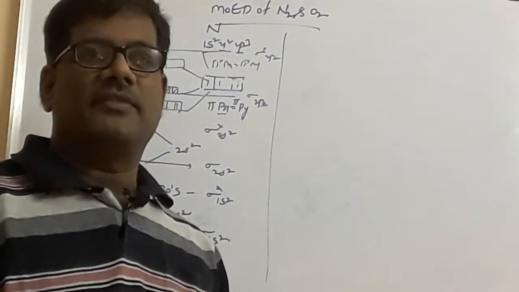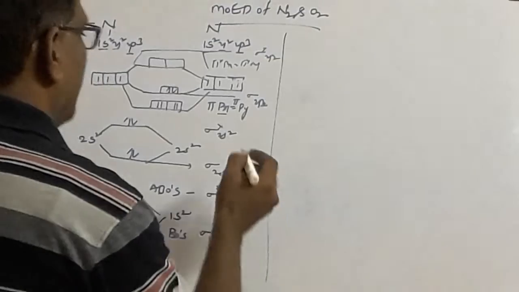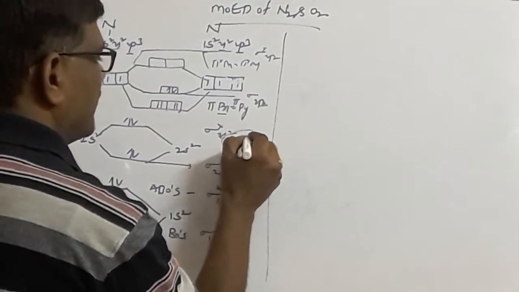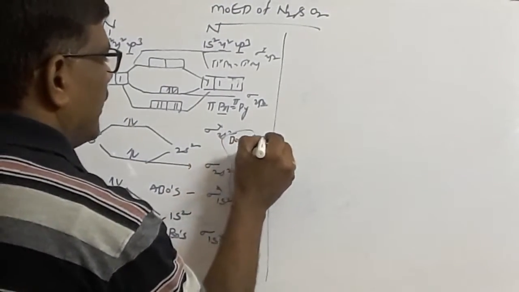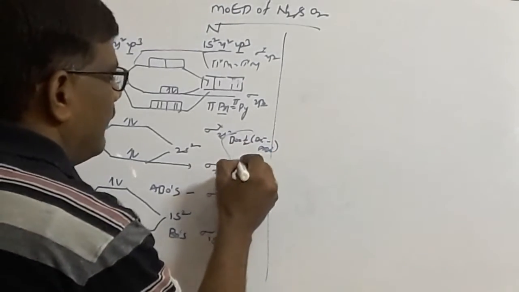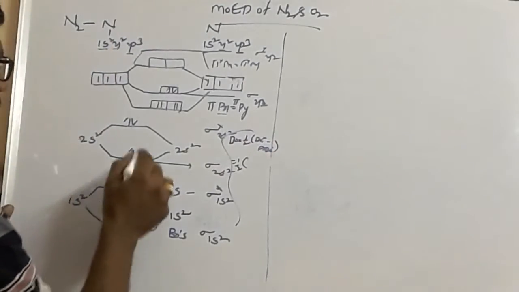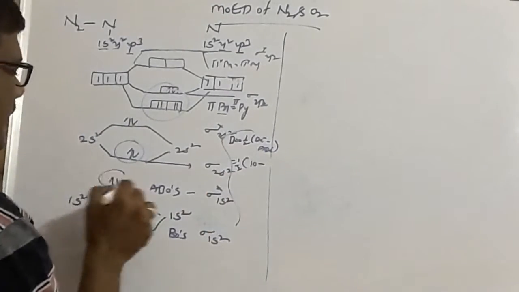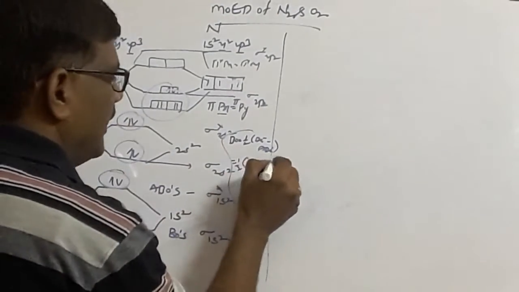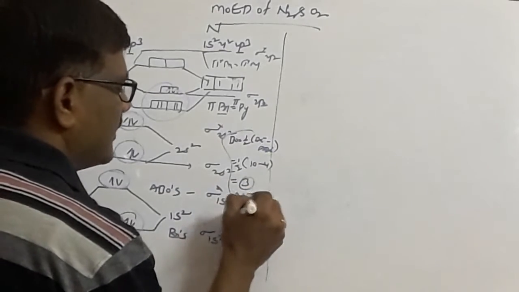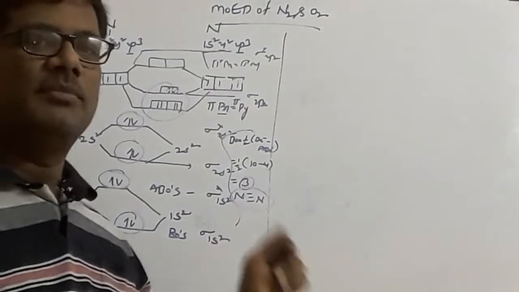What does the MOED of nitrogen give you? It gives you the bond order. What is the bond order? Bond order is equal to half into bonding electrons minus anti-bonding electrons. So now 1 by 2, bonding electrons 2 plus 2 plus 6, total 10, minus anti-bonding electrons 2 plus 2, 4. 10 minus 4 is 6, 6 by 2 is 3. What is the meaning of this? Nitrogen will be held by a triple bond. That's why nitrogen has N triple bond N.